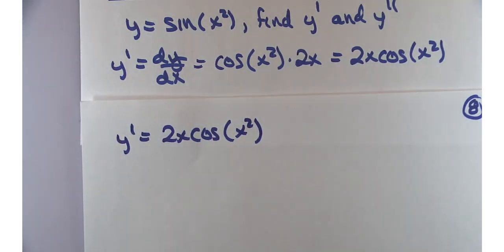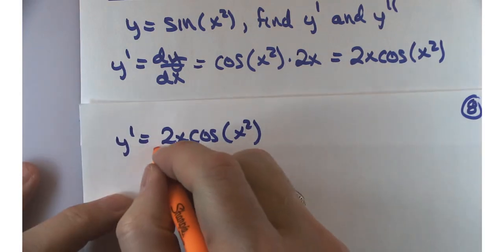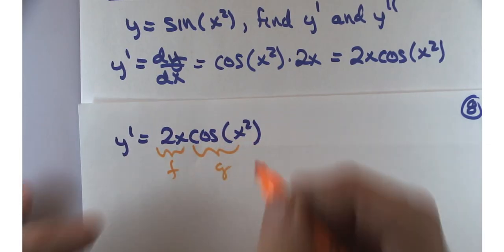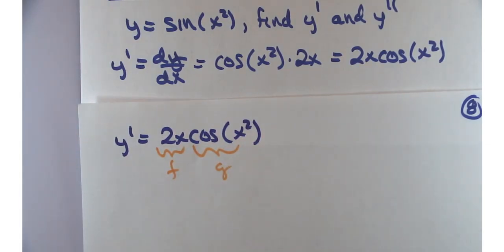What do we have to do when we differentiate this one? Well done. Thank you. The product rule. All right. So that's going to be your f. That's going to be your g. You're going to have to use the product rule to differentiate this one.